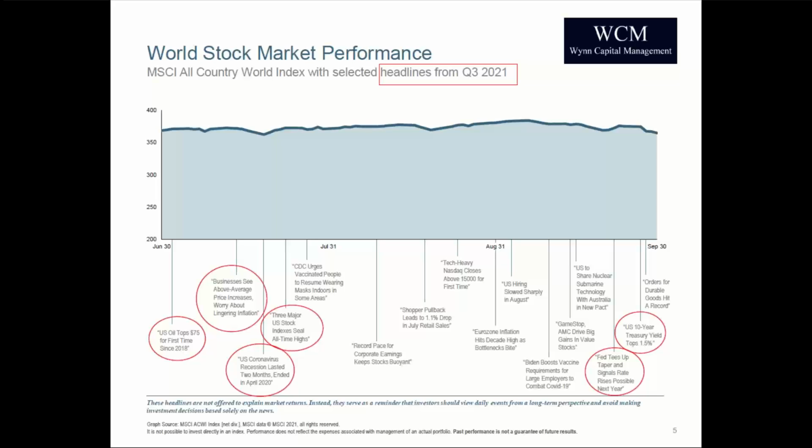This is a picture that just shows a graph of performance above, and it looks kind of flat for the third quarter. And this is all countries together, the world stock market performance for equities. And then it's got the news below. And as you all know, the big news is the current inflation. I'm going to talk about that a little bit in a couple of different slides.